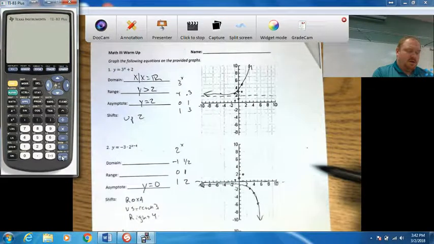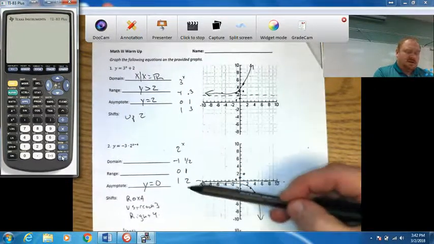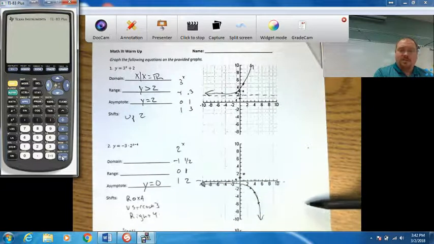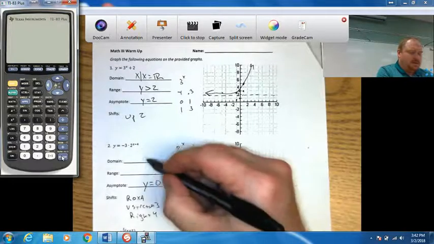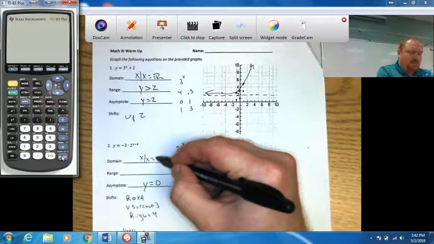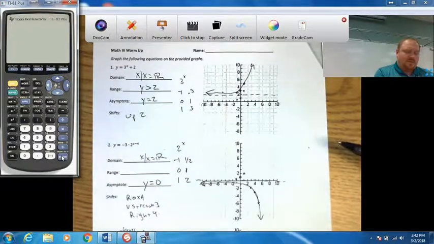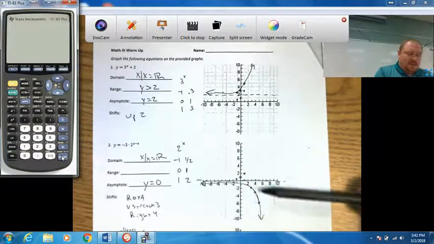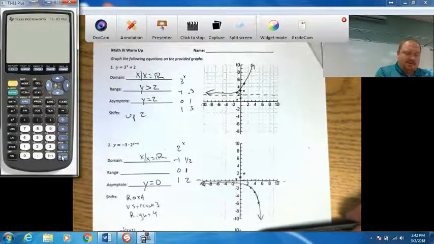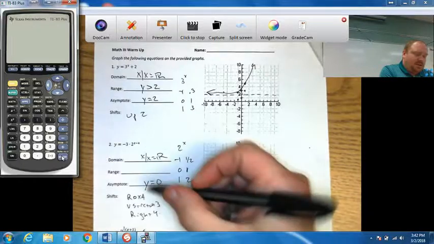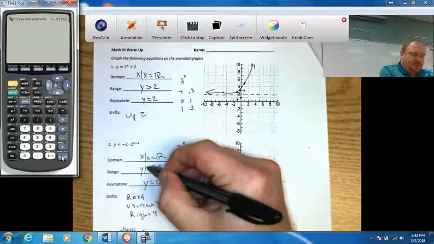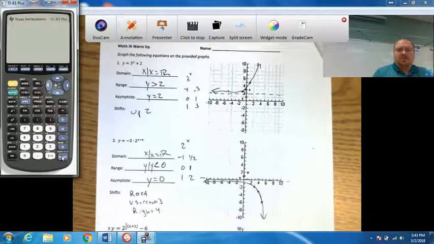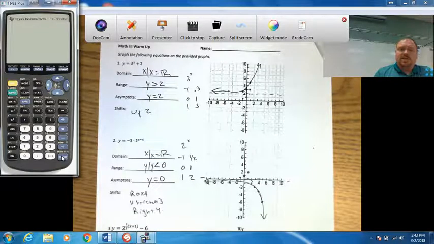Now, for my domain, it still goes left forever, it still goes right forever. Even though it's going down very quickly, it's still going to the right. So that means it is still all real numbers. However, for the range, it is still going down, so it's less than 0. So that is what we have been accustomed to doing. So that's graphing exponentials.